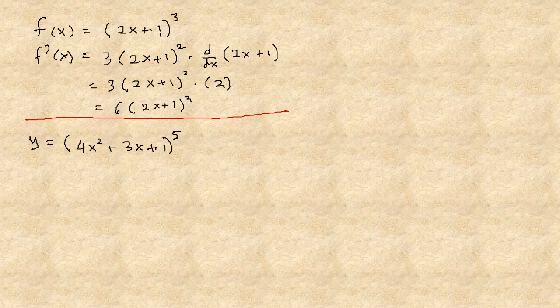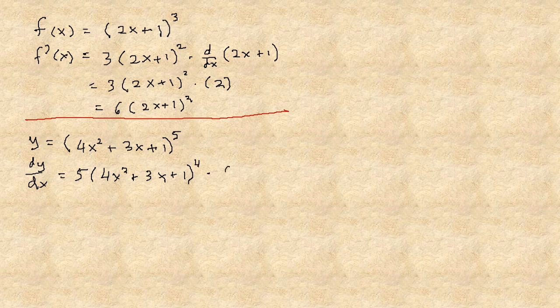Alright, let's try the next example. We have y = (4x squared + 3x + 1) to the power of 5. We want to differentiate y with respect to x, dy/dx is equal to. So we have a power for our function. First we bring the power 5 to the front, and then multiply by (4x squared + 3x + 1) to the power of 5 minus 1, we get 4.